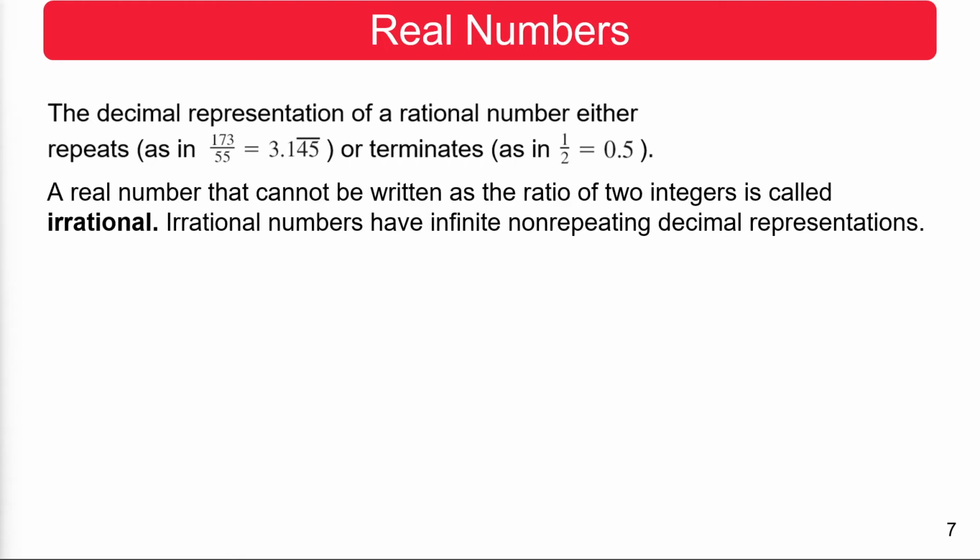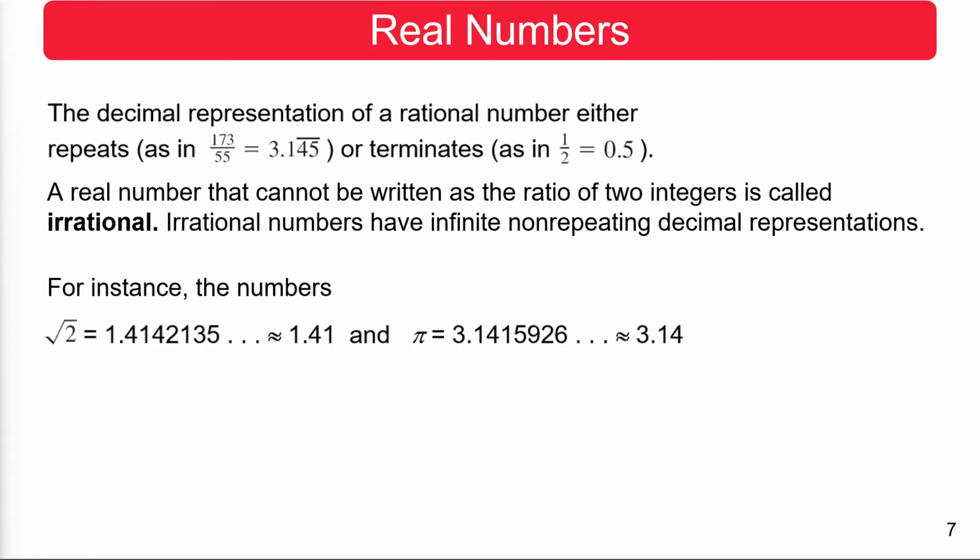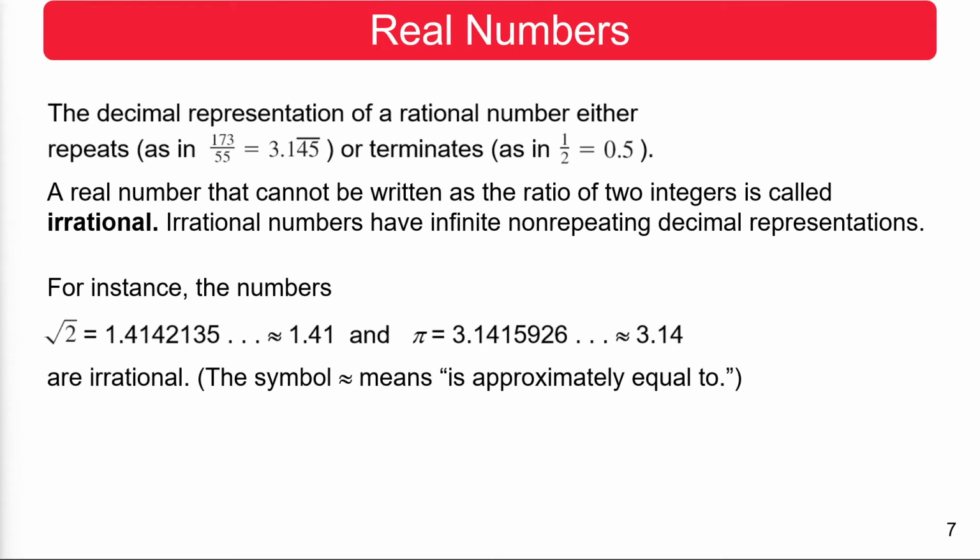A real number that cannot be written as the ratio of two integers is called irrational. Irrational numbers have infinite non-repeating decimal representations. For instance, the square root of 2, which equals 1.414, and the digits will continue to infinity. And also pi, which equals 3.141, and so on. These two examples are called irrational numbers.